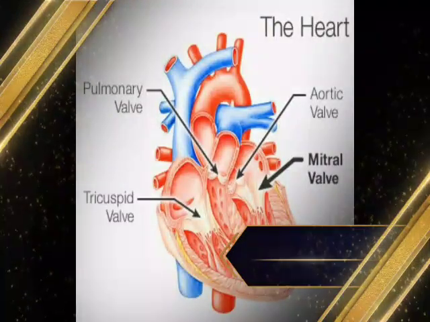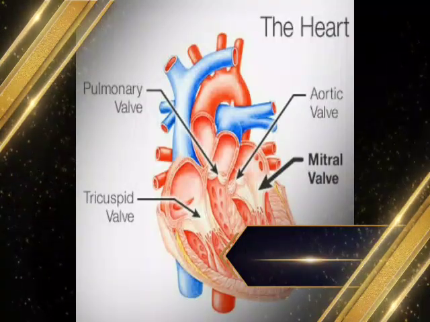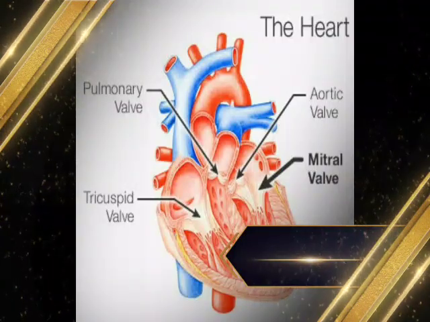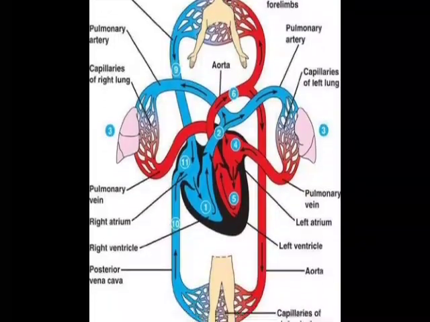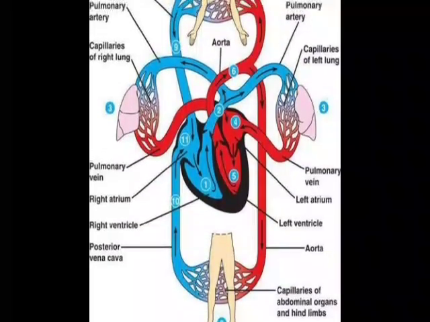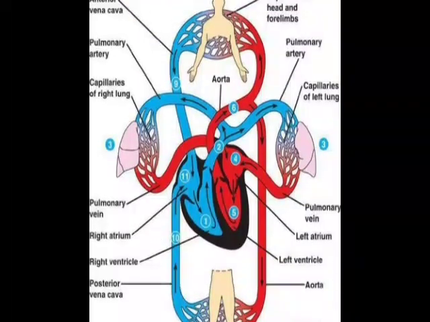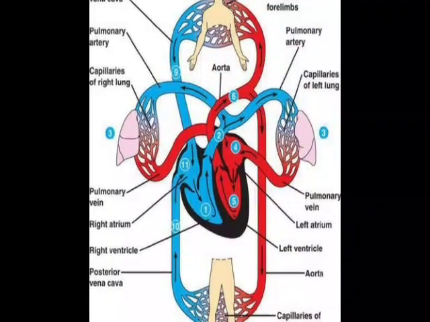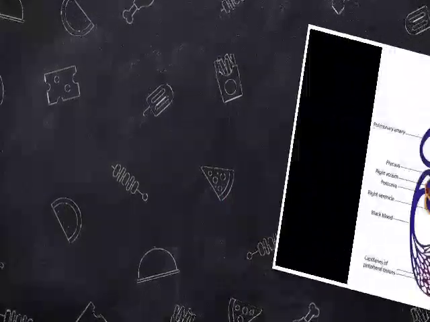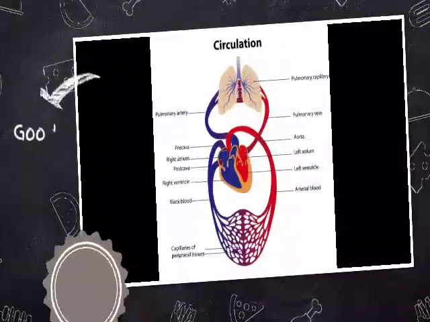The left ventricle is the strongest chamber in the heart and is responsible for pumping the oxygenated blood to the rest of the body through the aorta. The aorta is the largest artery in the body and carries oxygenated blood from the left ventricle to the rest of the body. The left ventricle is so powerful that it can pump blood throughout the entire body, with the exception of the lungs.